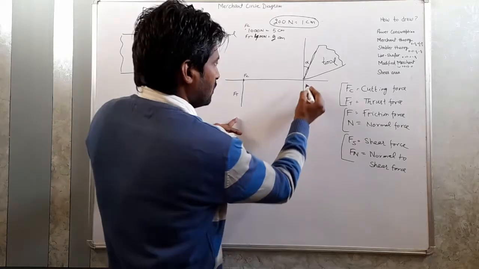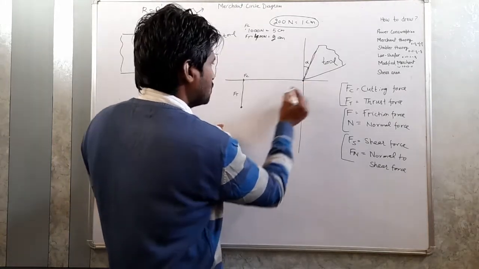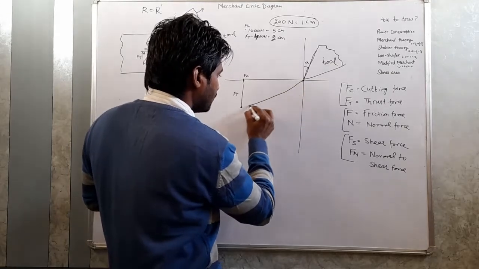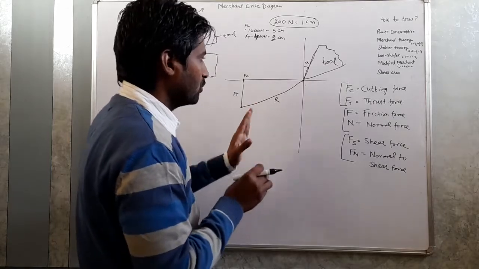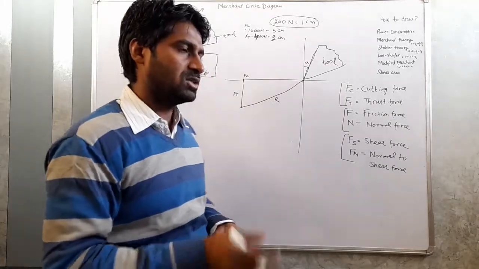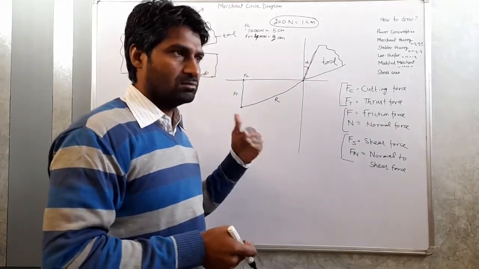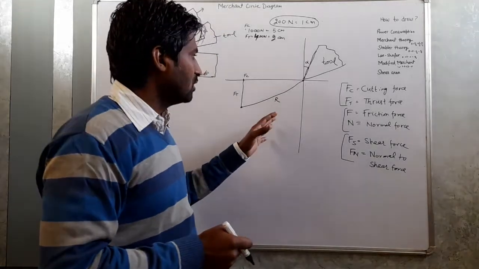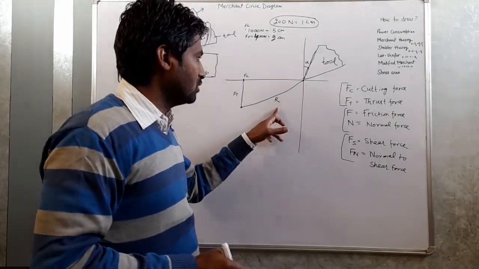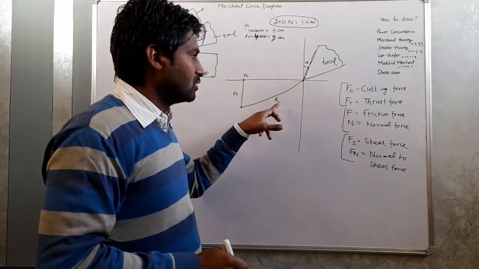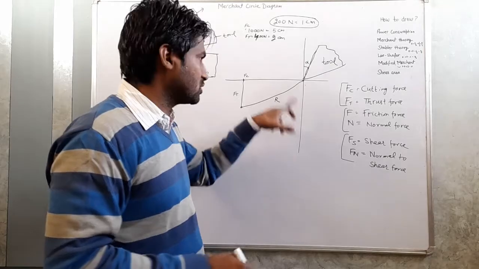Now by extending a line from this point to this point, this will give the resultant R. In the Merchant circle diagram, this question can be asked in competitive exams: what is the diameter of the Merchant circle? Always we consider this resultant as the diameter of the circle.